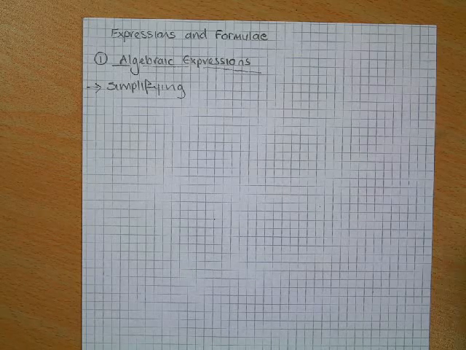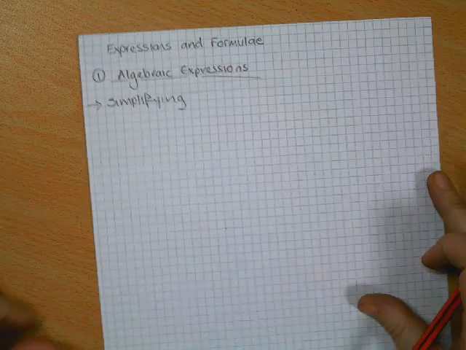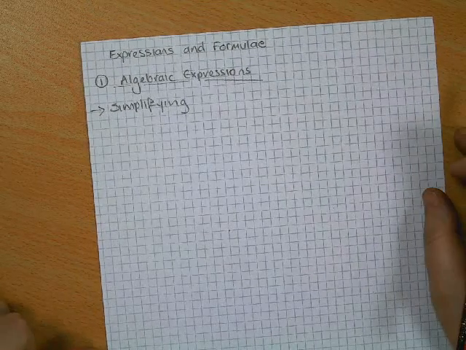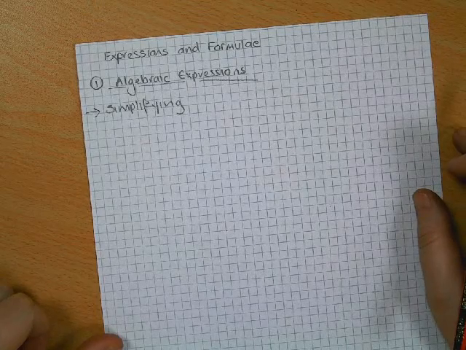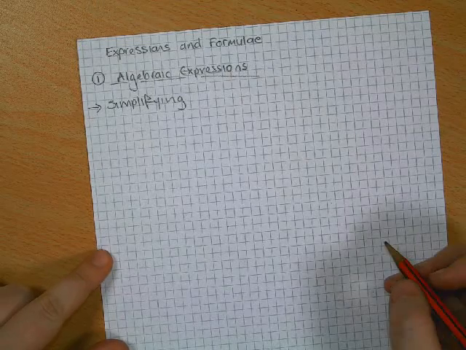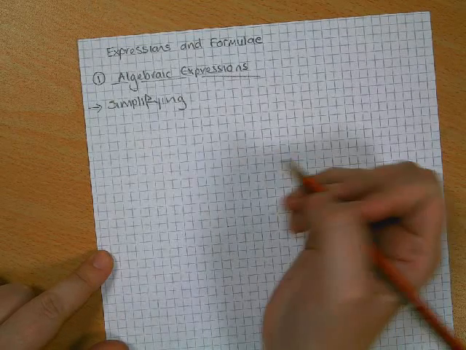Okay, so this is expressions and formula, part 1, algebraic expressions, and we're just going to have a look at simplifying expressions and how we would do that. So the first type of simplifying that you might be asked to do is to simplify an expression which has add and subtract in it.